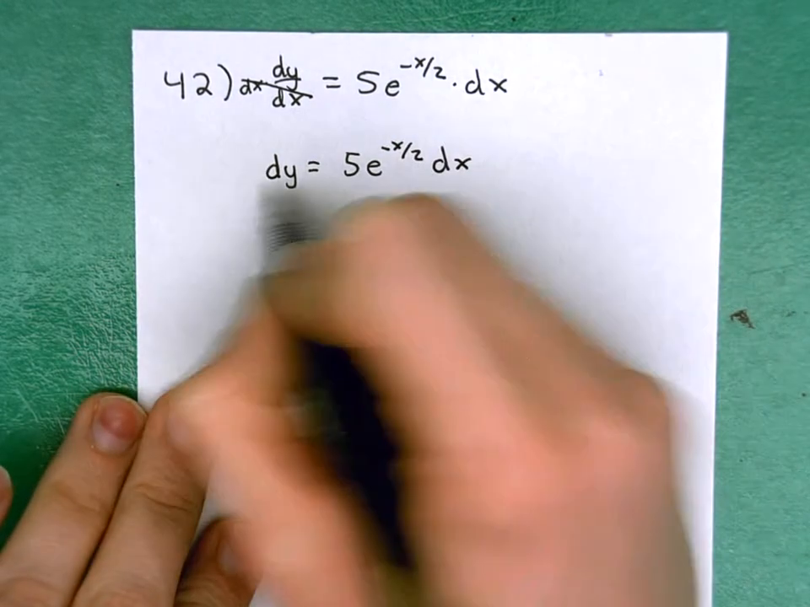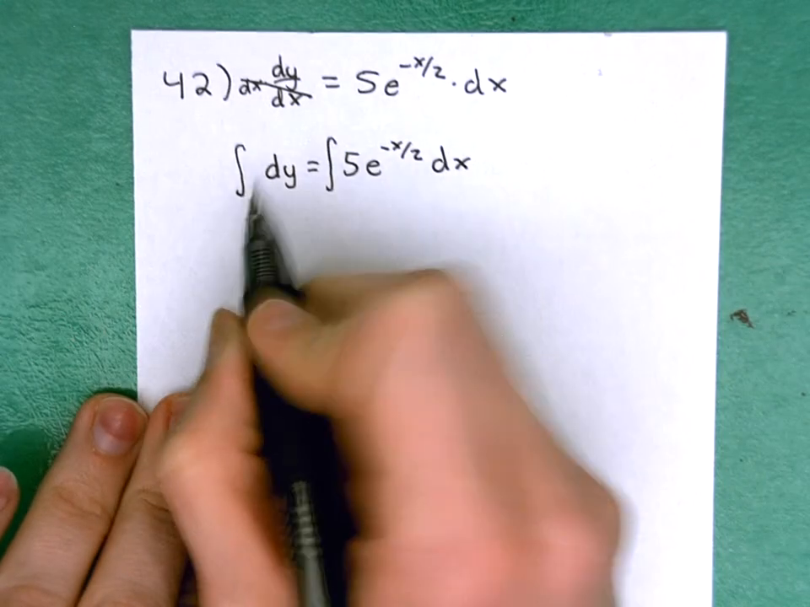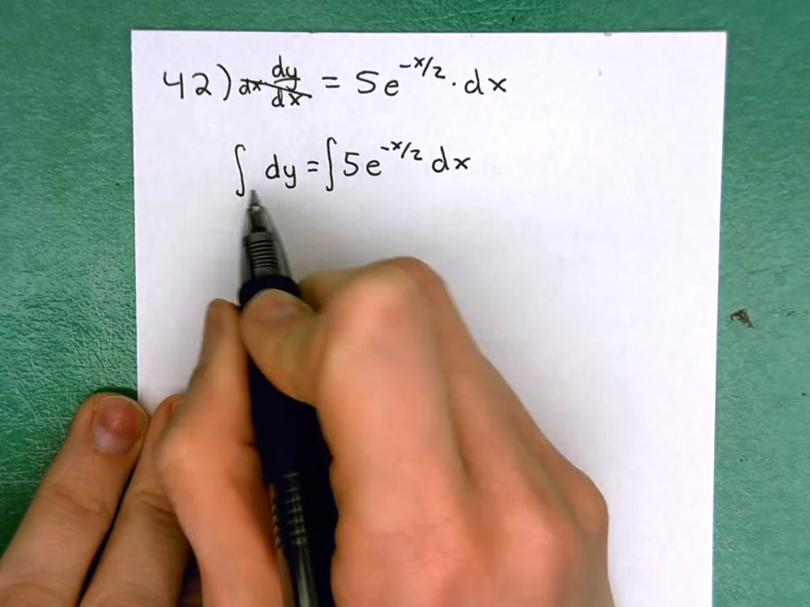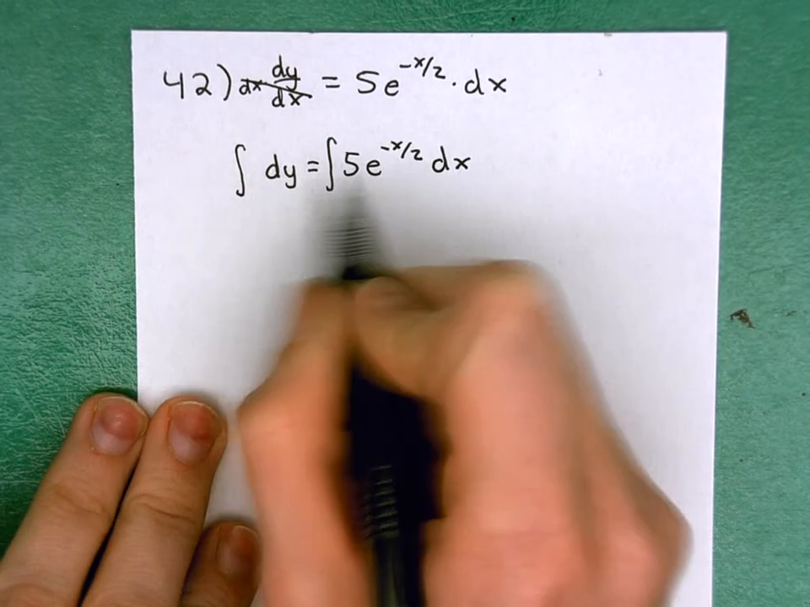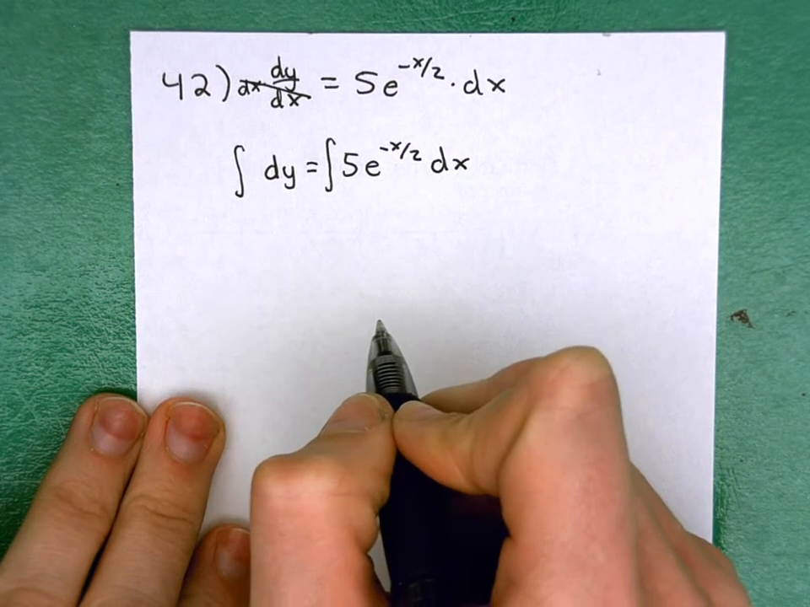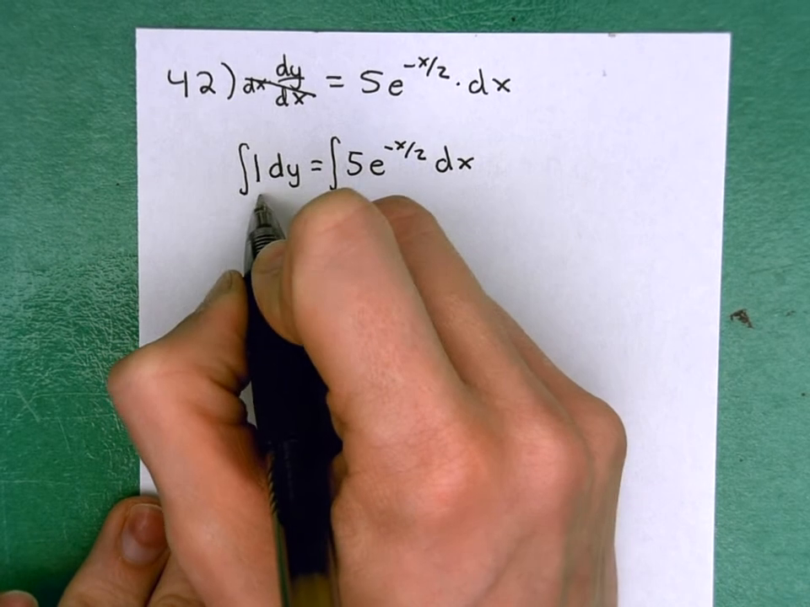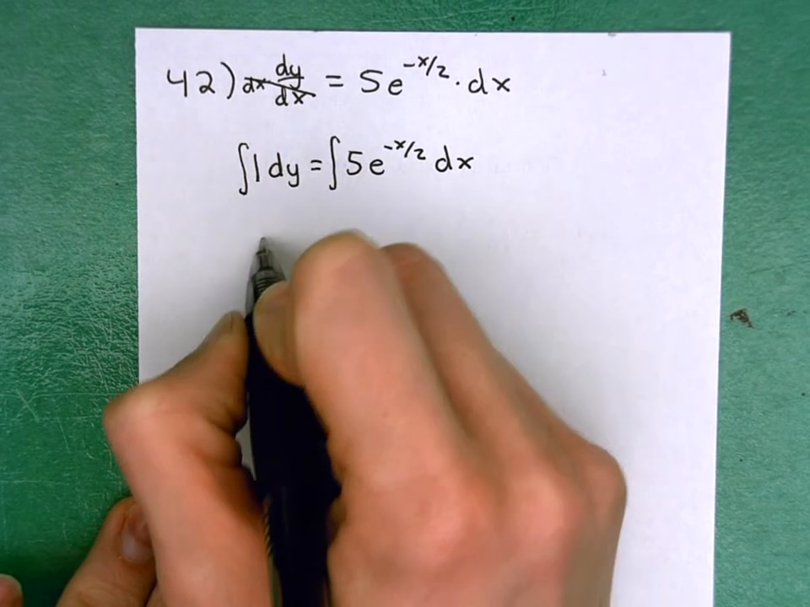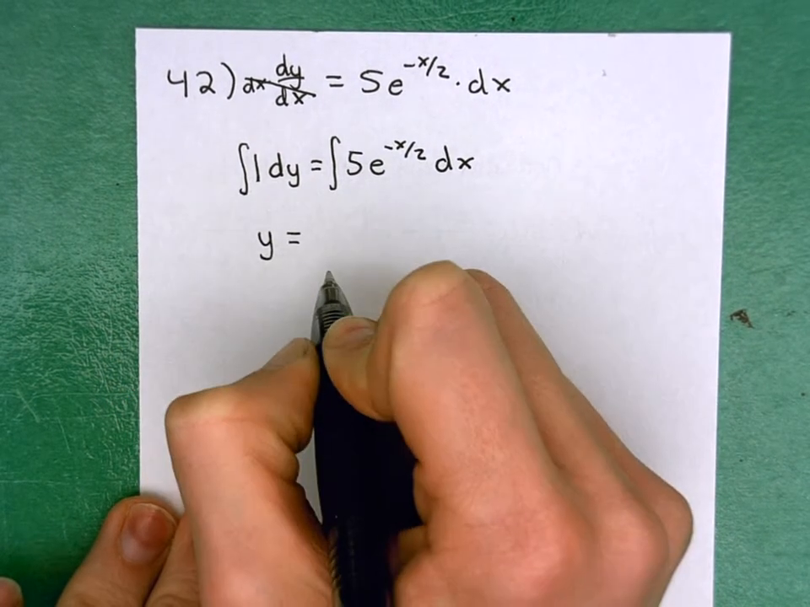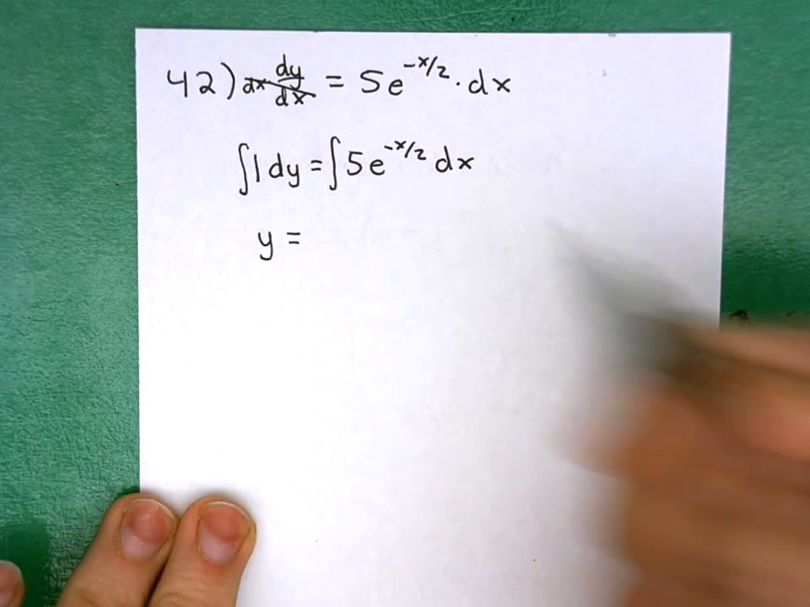And like I said, now that they are separated, we're going to be able to take the integral of both sides. We'll take the integral of the left side with respect to y, and we'll take the integral of the right side with respect to x. Okay. Technically, there's a number here. It's 1, right? So we're taking the integral of 1, which is y. The integral of 5e to the negative x over 2 dx.